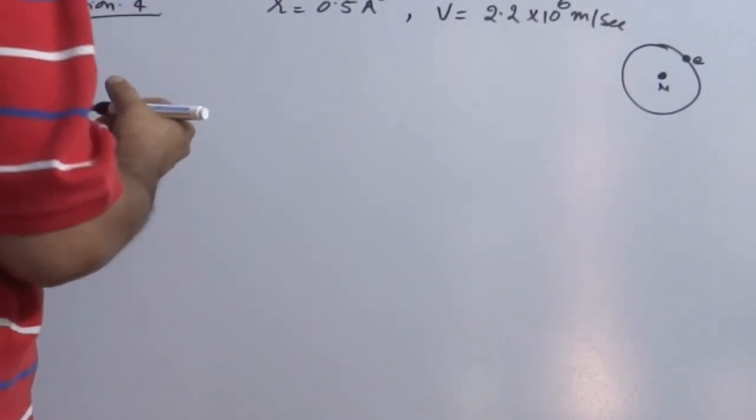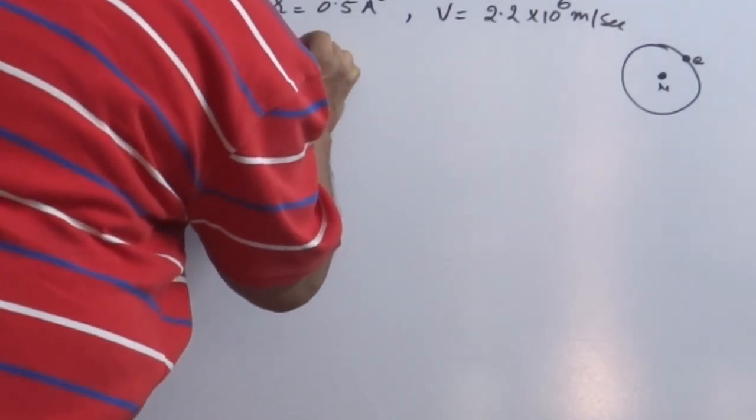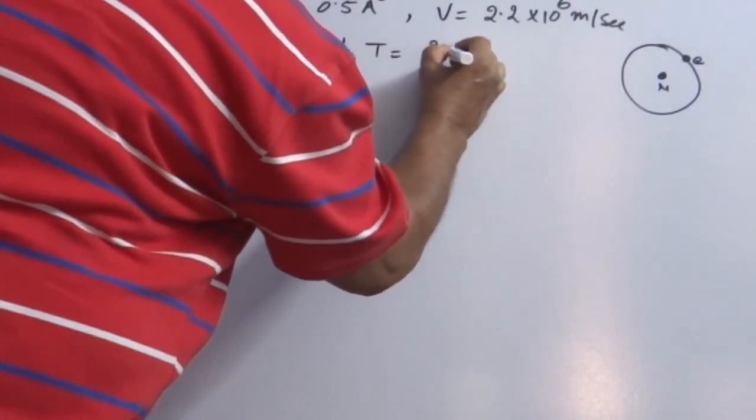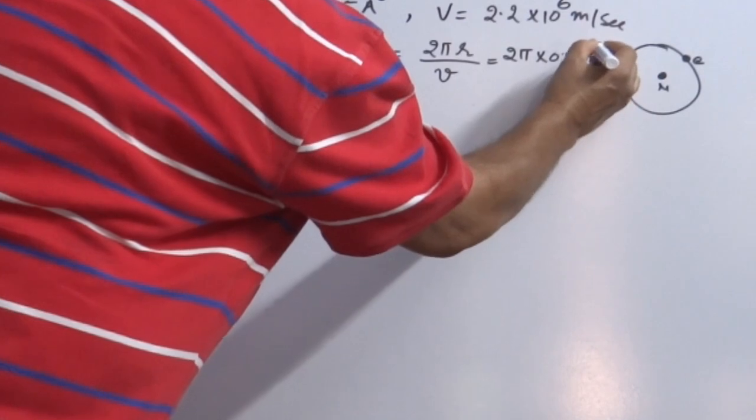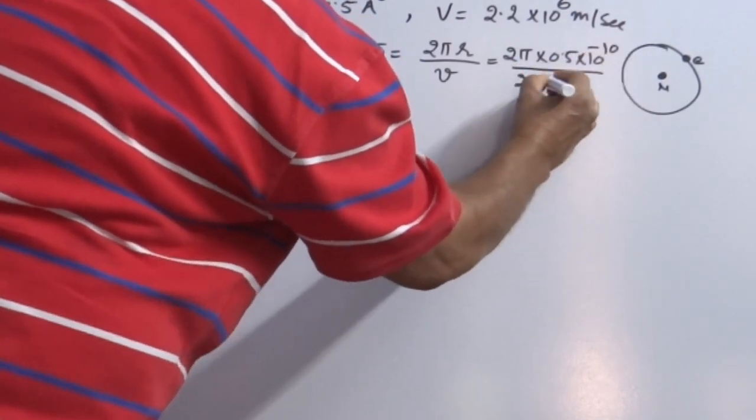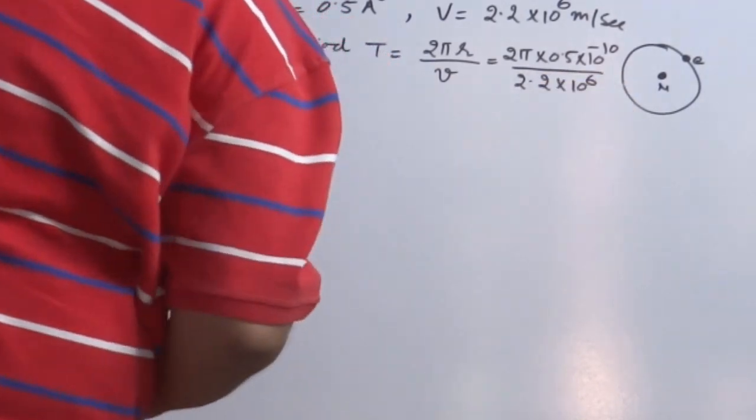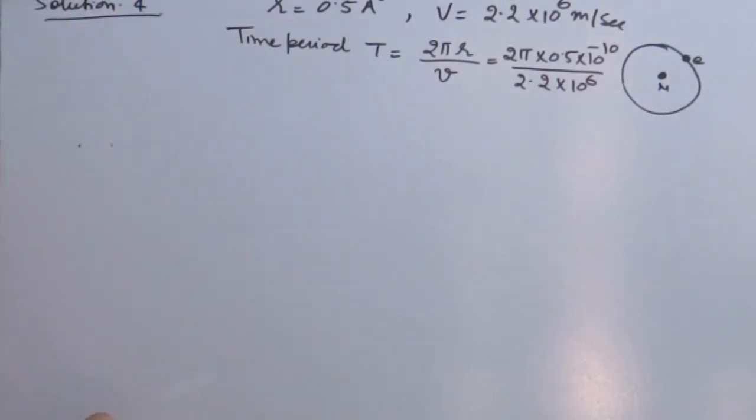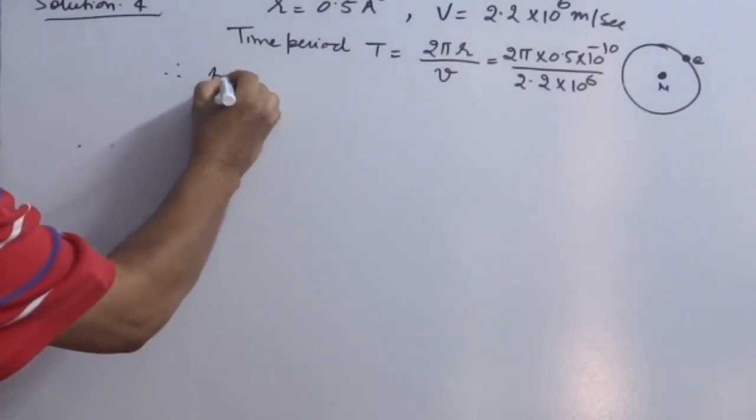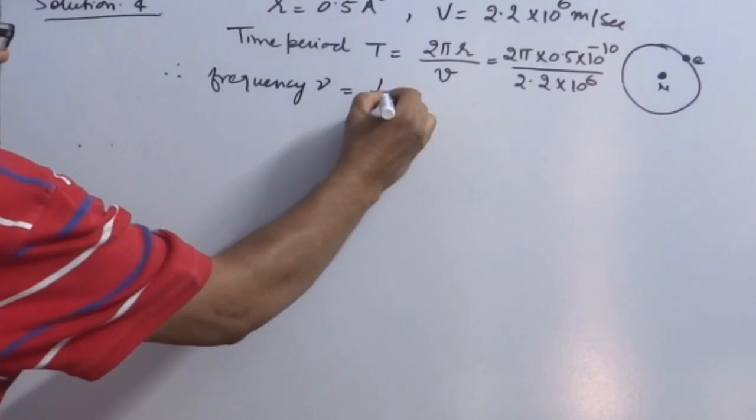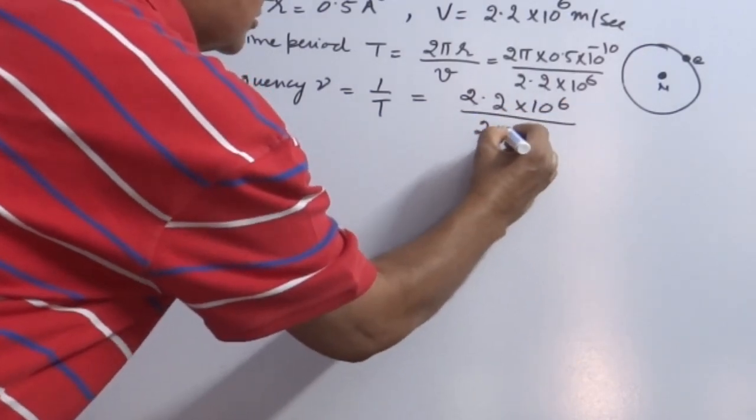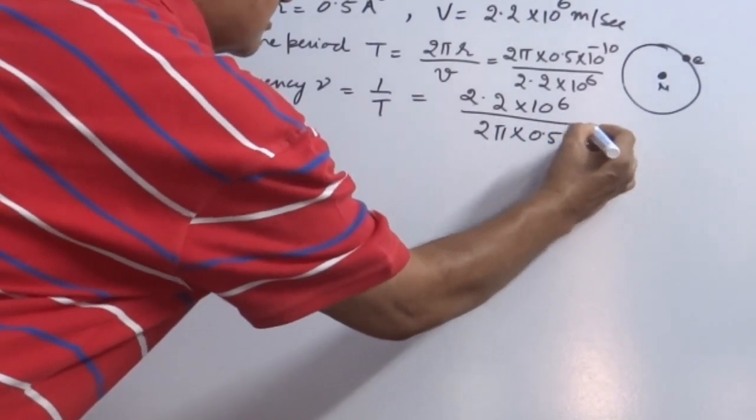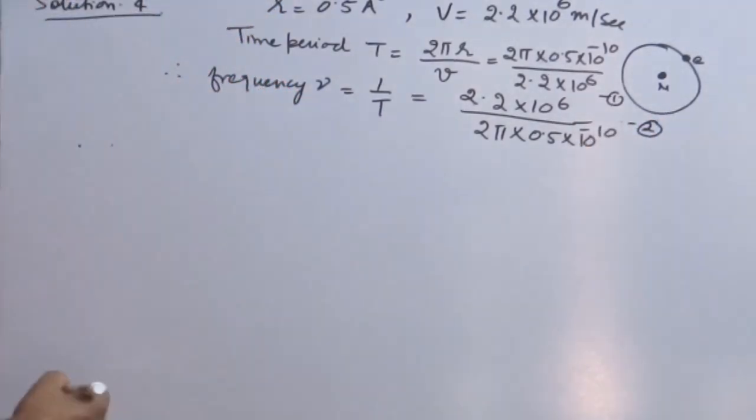So first thing is, let's find out the time period. Time period is 2 pi r over v, that is 2 pi into 0.5 into 10 raised to the power minus 10 over 2.2 into 10 raised to the power 6. That's what is the time period. Now the frequency nu is reciprocal of time period, so you can say it is 2.2 into 10 raised to the power 6 over 2 pi into 0.5 into 10 raised to the power minus 10. I am not solving at each step. You will carry forward these values and then put the values finally.